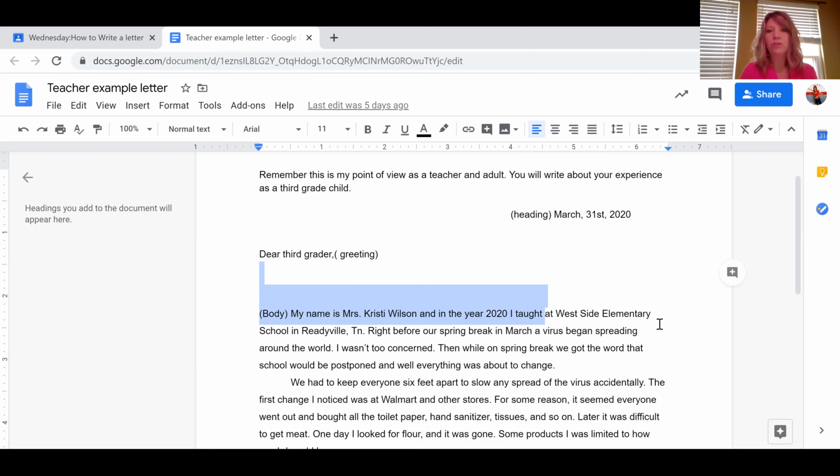My name is Miss Christy Wilson. And in the year 2020, I taught at Westside Elementary School in Reedyville. So you would write, for instance, my name is Braxton Miller. And in the year 2020, I was a student at Westside Elementary School in Reedyville, Tennessee. Okay, or my name is Annabelle McPeak. And in the year 2020, I was a student at Westside Elementary School in Reedyville. So use my example like I told you to when you were writing your own page or your own letter.